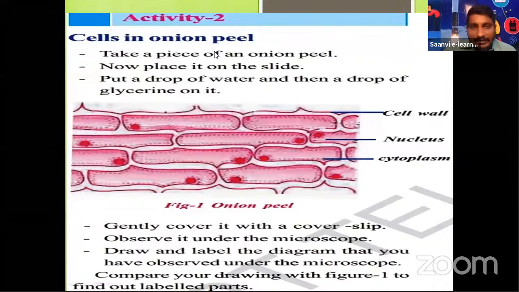Now, place the sample you have collected on the slide. Put a drop of water and then a drop of glycerin on it. By putting this drop of water and glycerin, we can observe a clear structure under the microscope. So we have to put a drop of water and then a drop of glycerin on that particular sample which we have collected on the slide.